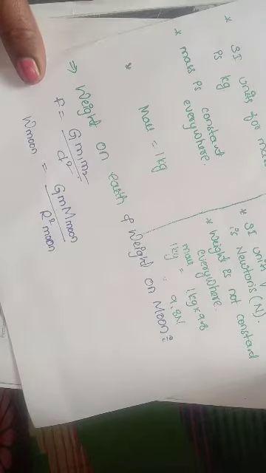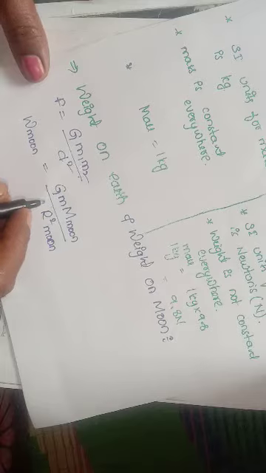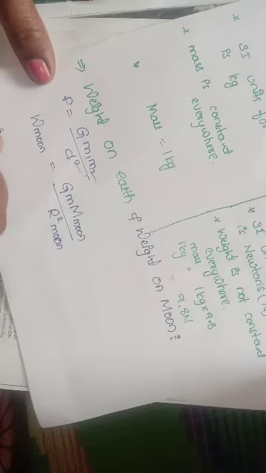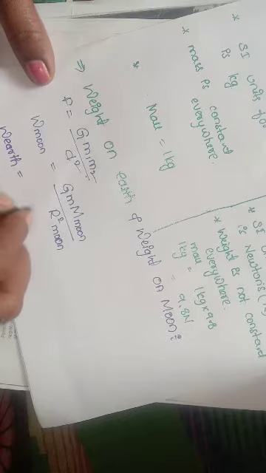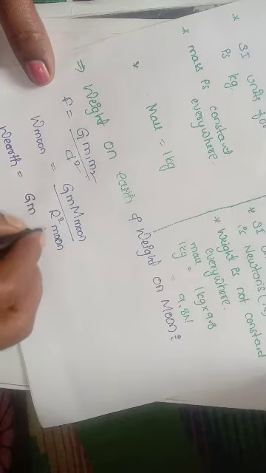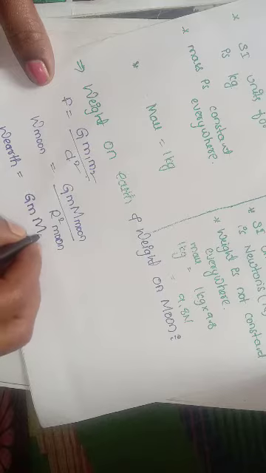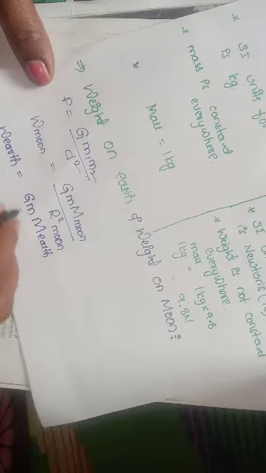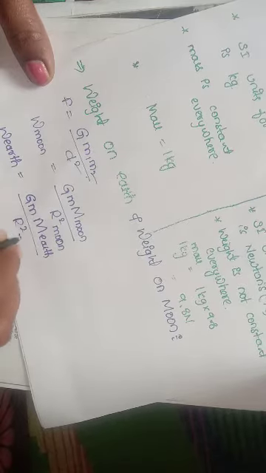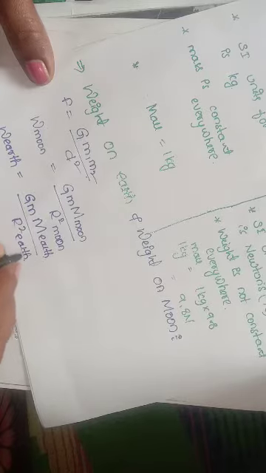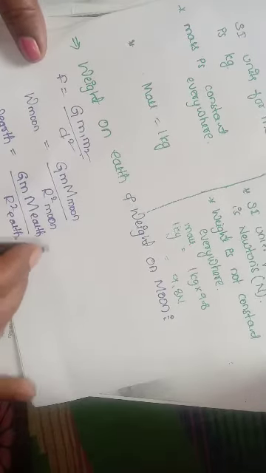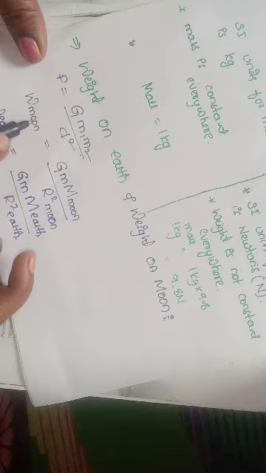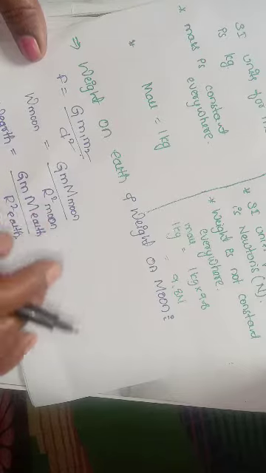So it's the moon radius. Okay, so next weight on earth. Weight on earth is equal to G into small m and capital M, that is the mass of the earth, by r square, that is the radius of earth. Okay? So I'm finding the ratio of the weight of moon by weight of earth. So let us find the weight on earth and weight on moon ratio.